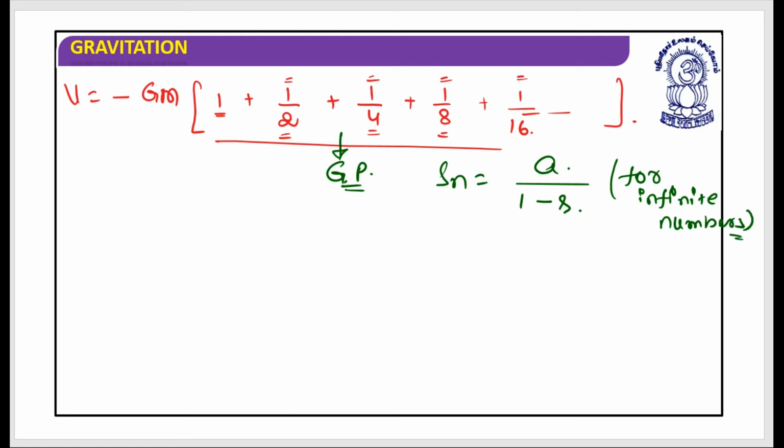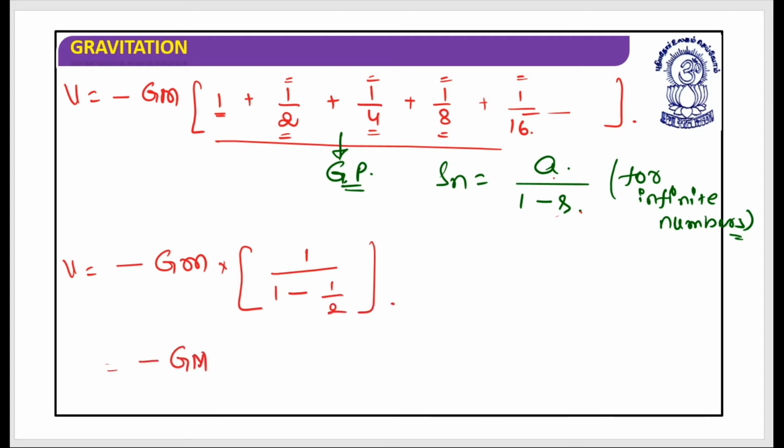You got this? So this potential can be given as V is equal to minus of G into M into bracket A, which is the first term, 1, upon 1 minus R. R is the ratio, and the ratio is 1 by 2. So this is equal to minus of GM into bracket 1 upon 1 minus half. It's a half, so this will be minus of 2GM joule per kg. That's it. Absolutely correct. I hope this is clear.